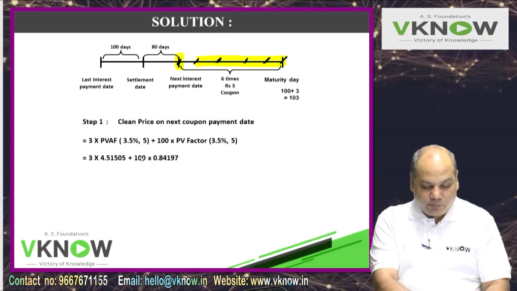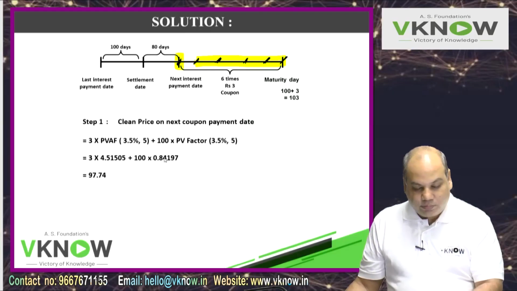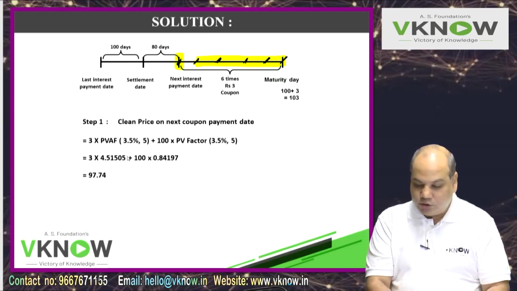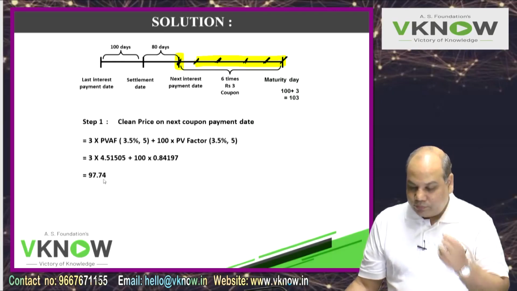Press equal to 5 times and then press GT function. You will get 4.51505, and then you take this one. Are you getting 0.84197? Now solve this and tell me what is your answer. So you are getting somewhere close to 97.74.